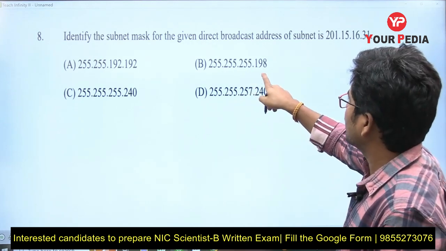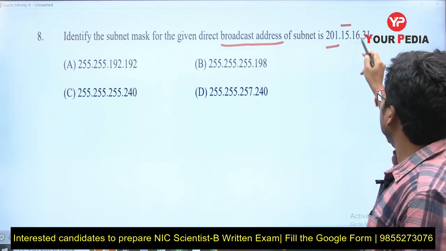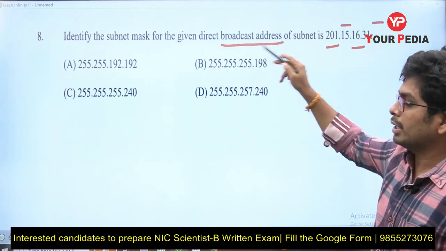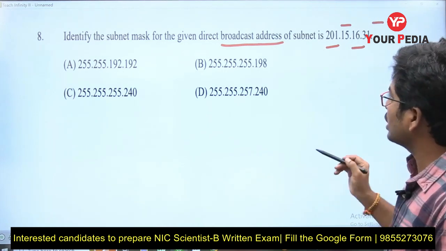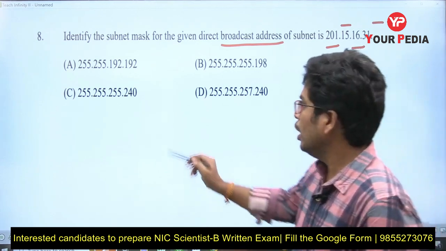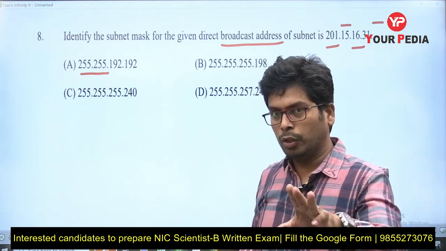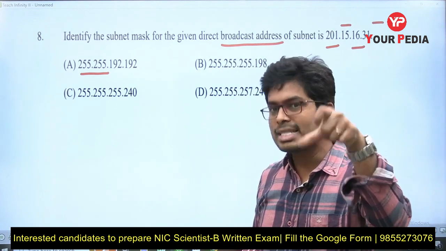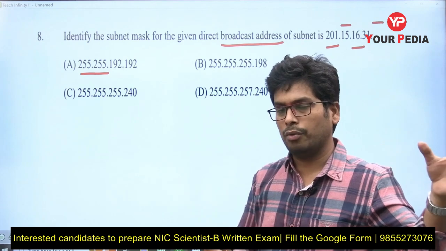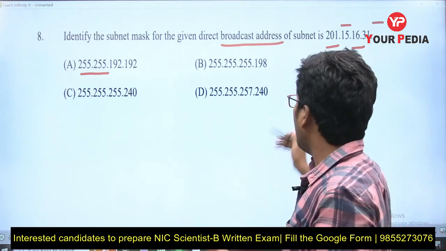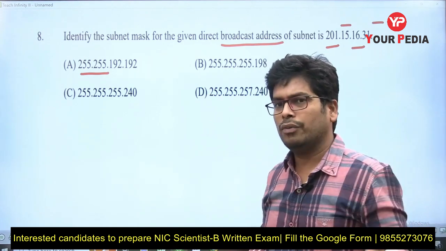Identify the subnet mask for the given direct broadcast address of subnet 201.15.16.31. They already gave some broadcast. So please remember, whenever we are talking about the subnet mask, it has to start with 255.255.255, means 3 255s. Why? Because each and every octet contains 8 bits. So the maximum value for 8 bits is 0 to 255, 256 values.